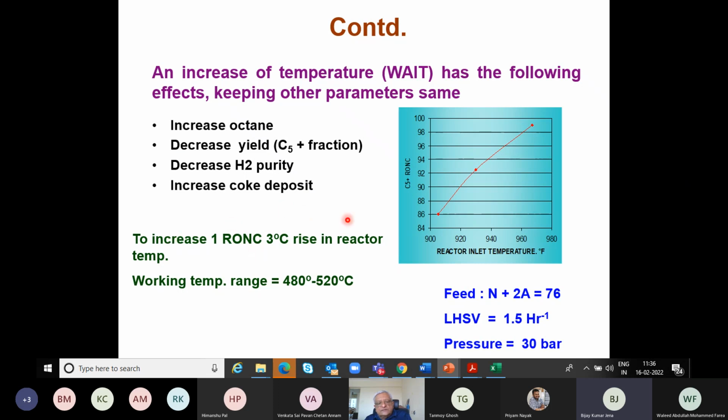And this is just a formula. To increase 1 unit of octane, you need a 3 degree rise in temperature. Generally, this is the temperature working range. This is already going up actually now. Sometimes we operate at 530 as well, so that we take advantage of the higher octane or higher aromatics.